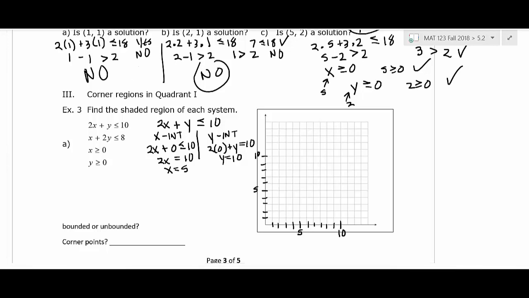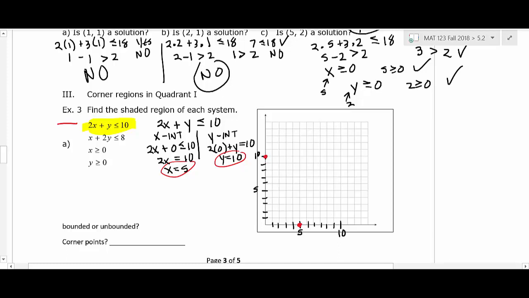Okay, now I'm going to do this first graph. I'm just going to pick a color. I'll do that in red. Okay, so here's what you want to do. Since the x-intercept is 5, put a dot on 5. Since the y-intercept is 10, put a dot on 10. All right. Now what we're going to do is connect those dots.